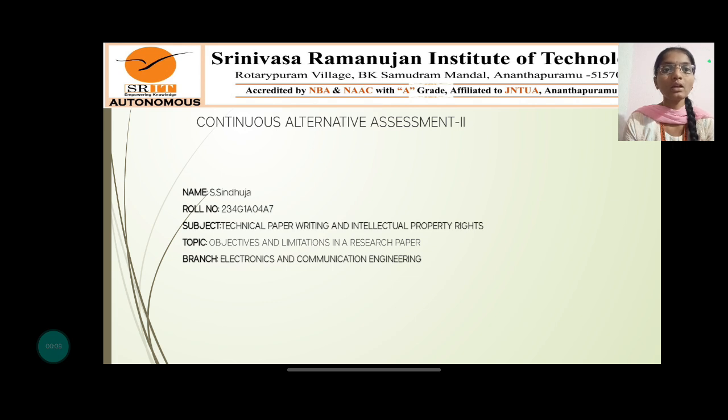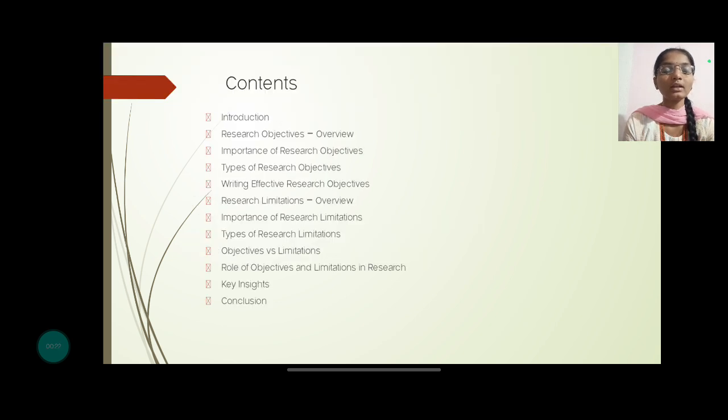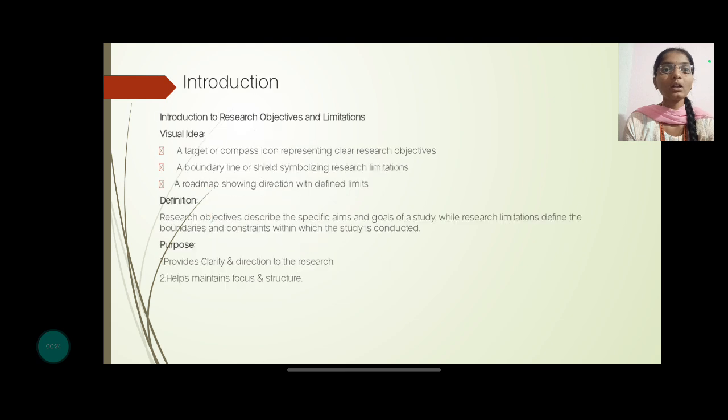23401A04A7. Today I'm presenting my continuous alternative assessment on the topic objectives and limitations in a research paper, under the subject technical paper writing and intellectual property rights. And these are the contents of my topic. Introduction to research objectives and the limitations.